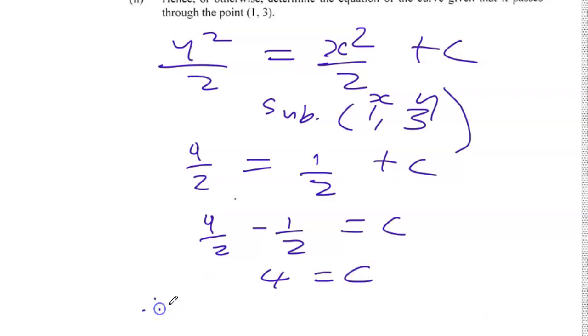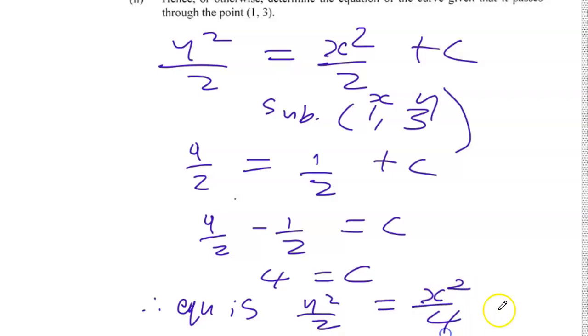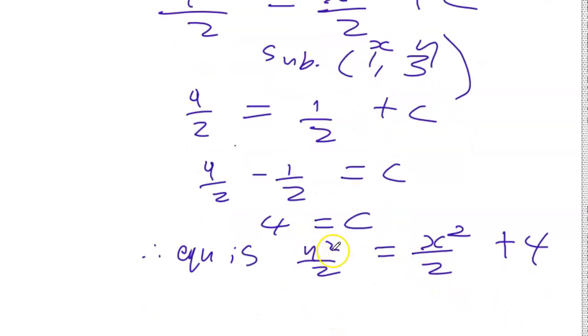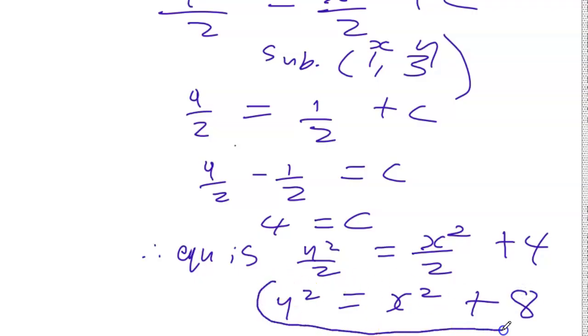Alright, so therefore, the equation is y squared upon 2 equal x squared upon 2 plus c, so plus 4. And of course, if you want to be neater, you can multiply each term by 2. You'll get y squared equal x squared plus 8. And you get that by multiplying each term by 2. I guess this will be way neater. So that's it. 2018 just completed.